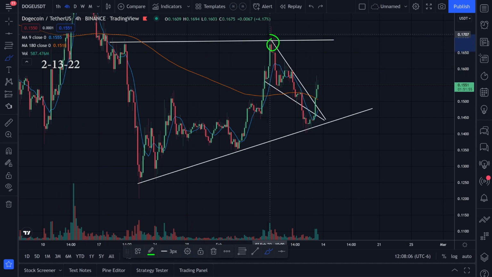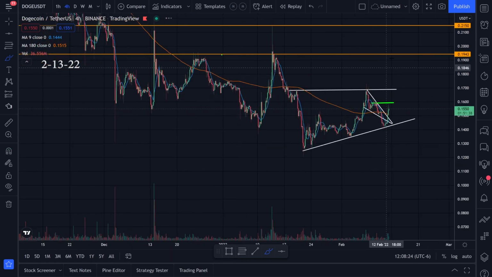Let's see if we can come up and hit this target. First things first is this resistance right here. If we break through this, then we can get more confident on this target up here sitting around 0.169. After that, then we can start looking at maybe 0.194 if we could break through here.